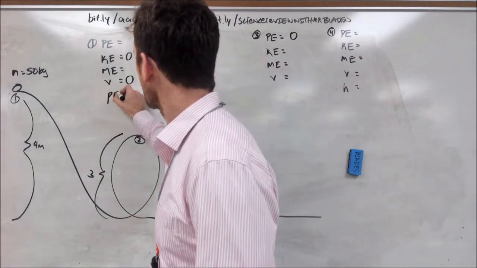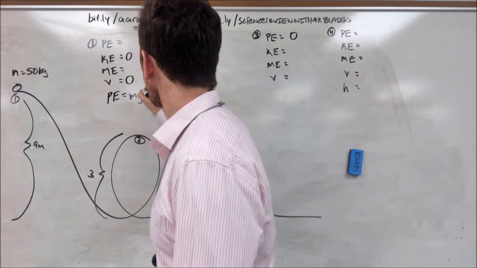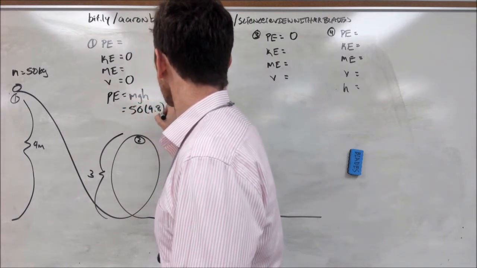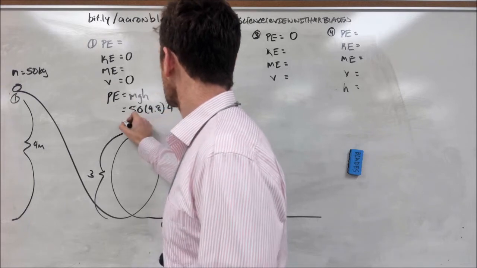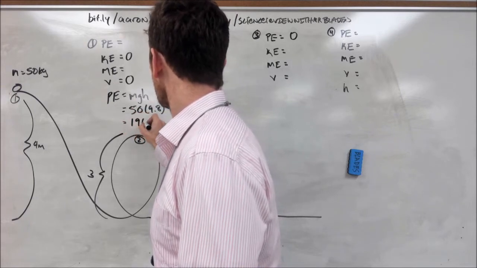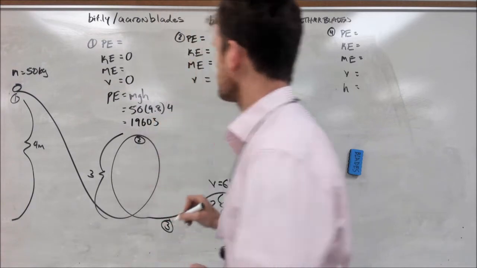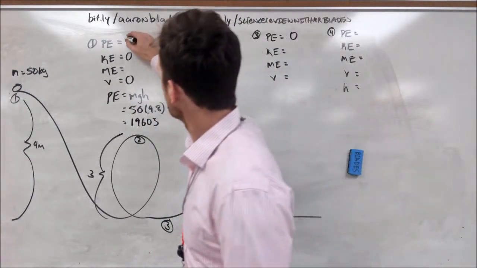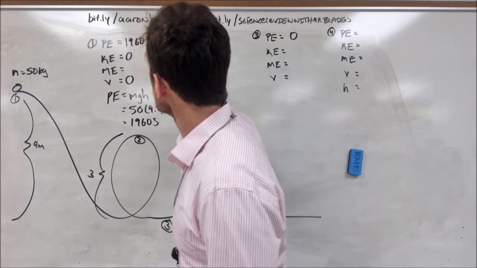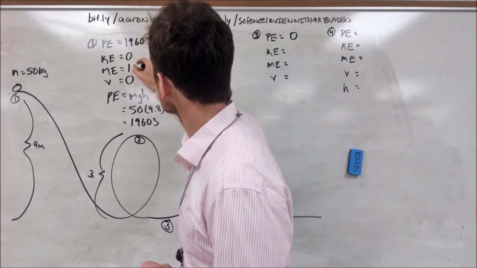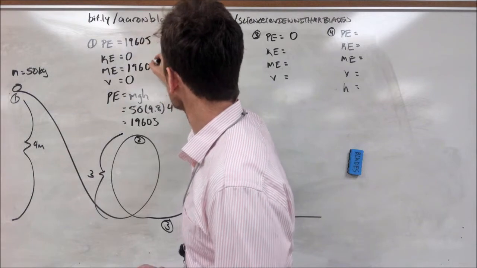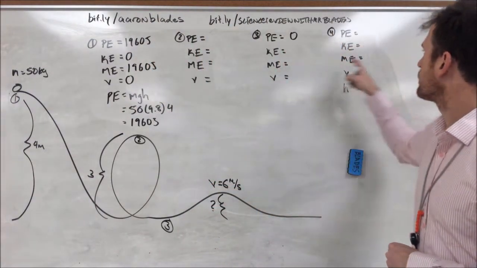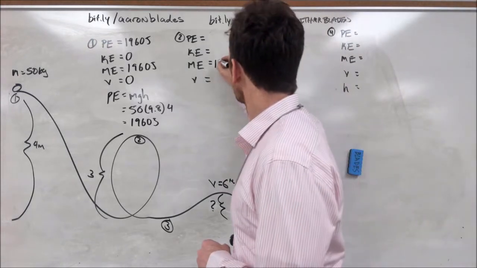The potential energy at point 1 is equal to mass times the acceleration due to gravity times height, or 50 times 9.8 times 4. And that gives us 1,960 joules of energy. And since there is no kinetic energy, we know that the total amount of mechanical energy at any point in the entire roller coaster must also be 1960. So we can just plug that into every spot along the roller coaster.